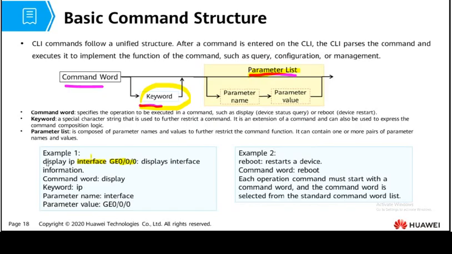Assuming this command says display ip interface GigabitEthernet 0/0/0, it is going to display the configurations on that interface. Another example: say you're told to reboot, or rather restart, a switch. Use this command. This is the command word, reboot. We use it when we are rebooting a switch.